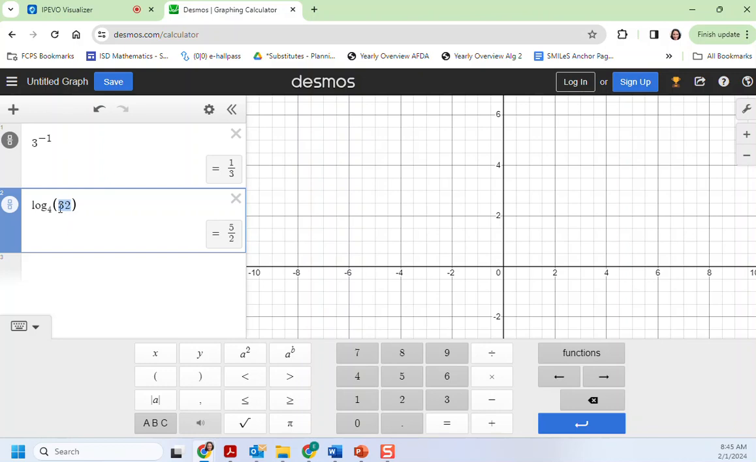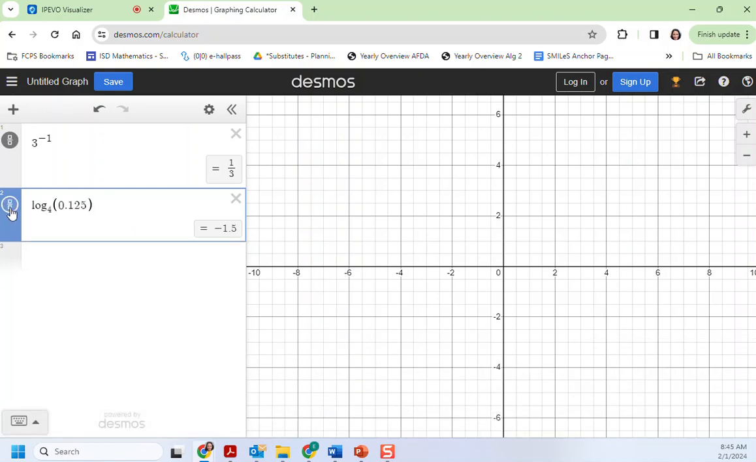I already have log base 4 in here, so I'm just changing this to 0.125. And it gave me the fraction, but if it didn't give me the fraction, if it gave me negative 1.5, I could change it to a fraction by hitting this one right here. So I get negative 3/2 as this answer.